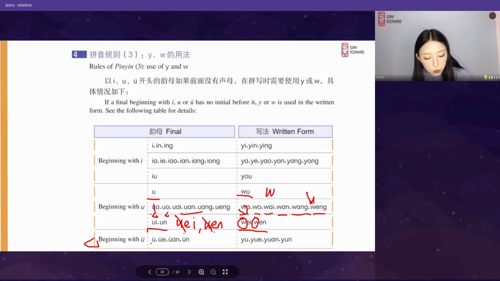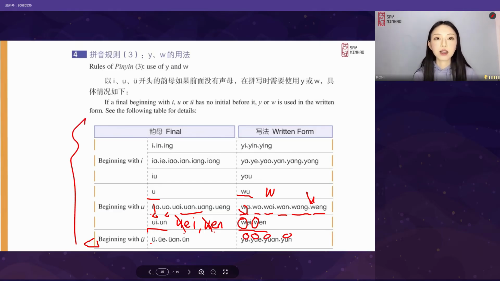For yu, yue, yuan, yun, these four finals, we will put the initial Y before it, and you see we remove the two dots. We remove the two dots, okay? So it will be easier for you to remember the rules for it. But if you cannot remember the rules I said, you can just try to recite the table here, okay? Now let's move on to the next part.